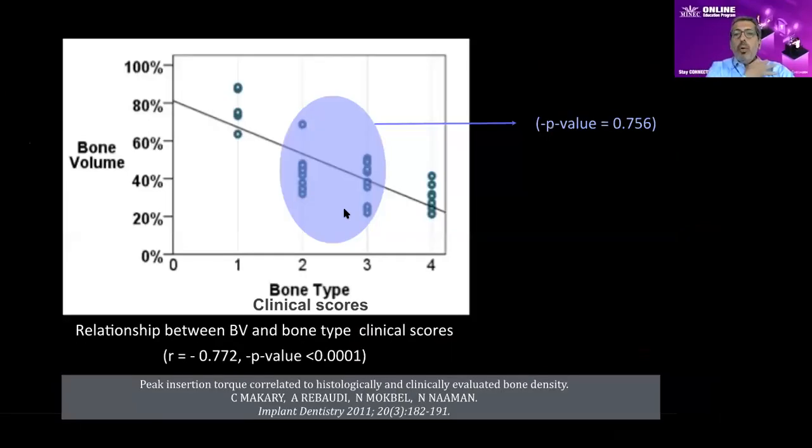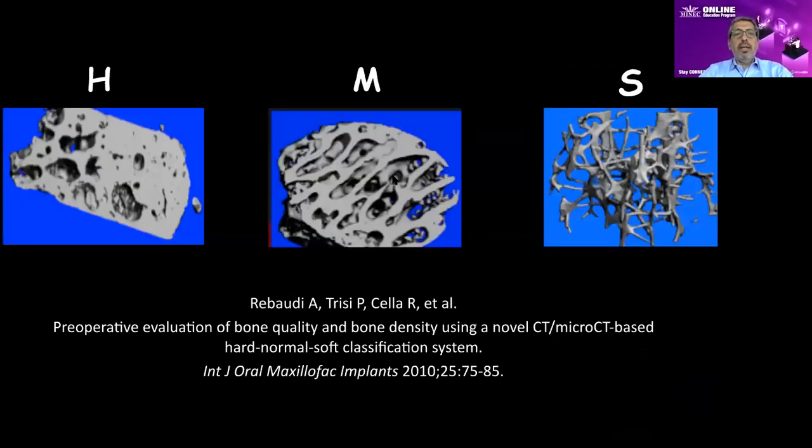And is it always possible to detect the four types of bone? Based on our studies, we found that it's always easy to detect the hard bone. It's always easy to detect the very soft bone, but there is always a problem to detect D2 and D3 bone, which are both usually considered as medium quality bone if we base it on this classification that was advanced by my friend from Italy, Alberto Ribaudi, where he described three types of bone: hard bone, medium bone, and soft bone.